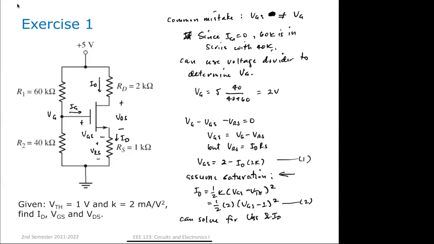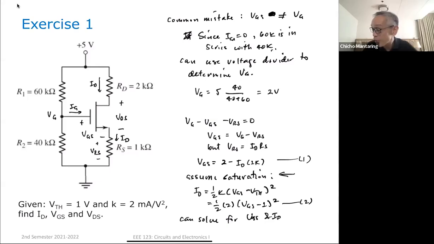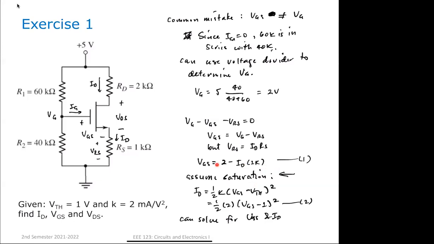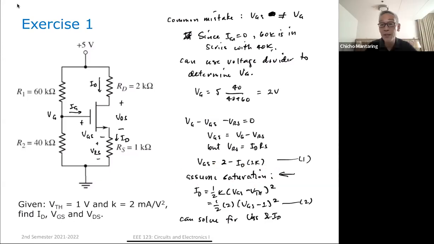Yes, sir. Okay. So pagka-solve mo for VGS and ID, you just have to check that this assumption is correct. Yun lang, no? If the assumption is correct, tapos na yung laban. You already have the quantities that you're looking for. Alam mo na yung ID, VGS, yung VDS madali mo na makukuha, because if you know ID, you know the voltage here, you know the voltage here, you know this voltage.